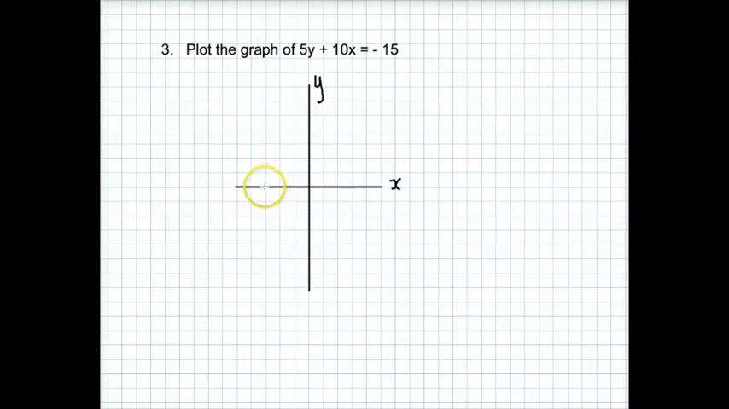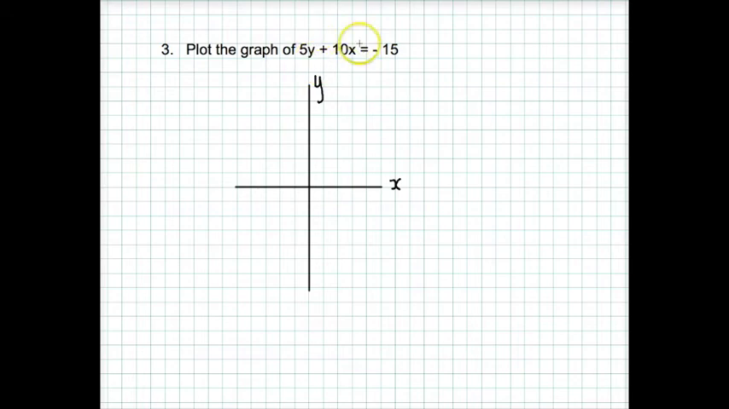Okay, for this third question, I'm going to do this slightly differently. I'm going to rearrange this equation first so I've got it in the form of y equals mx plus c. And then I'm going to use what I know about that equation to plot the graph without the table of values. So I'm going to start off here. I'm going to rearrange this equation to get it in terms of y equals mx plus c.